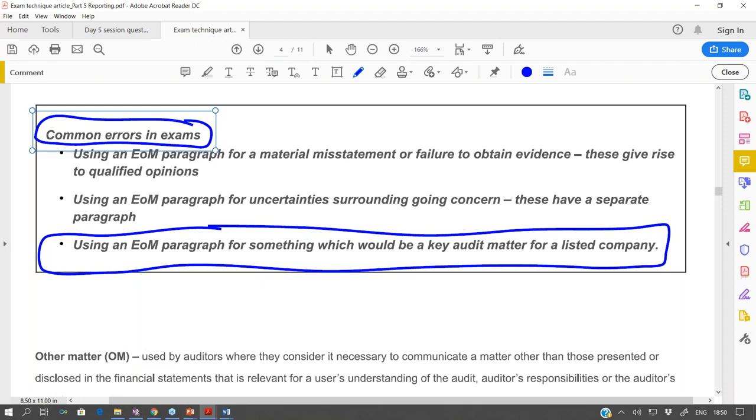It says using an emphasis of matter paragraph for something which would be a key audit matter for a listed company. So is that clear? Are we using key audit matter in a listed company? Is there a key audit matter in a non-listed company? No. Is there a key audit matter in a listed company? Yes. Is there an emphasis of matter paragraph in a non-listed company? Okay. And is there an emphasis of matter paragraph in a listed company?